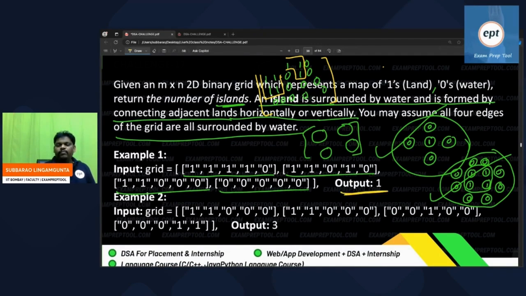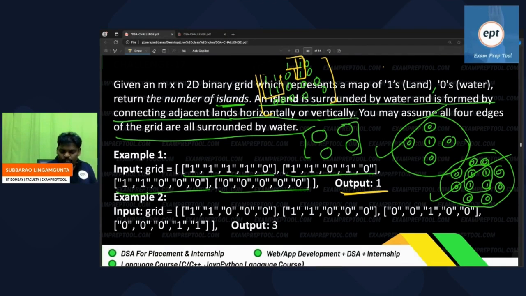If you want, you can verify. Some people ask, what is an island? See the definition: an island is surrounded by water and is formed by connecting adjacent lands horizontally or vertically. See, it is horizontal, it is vertical. So like this.